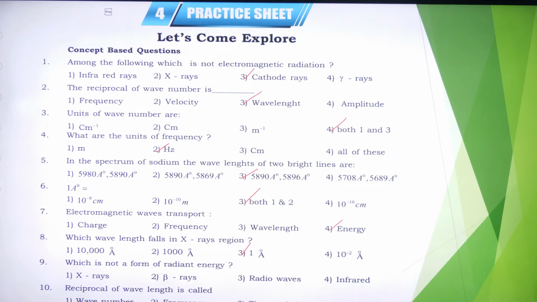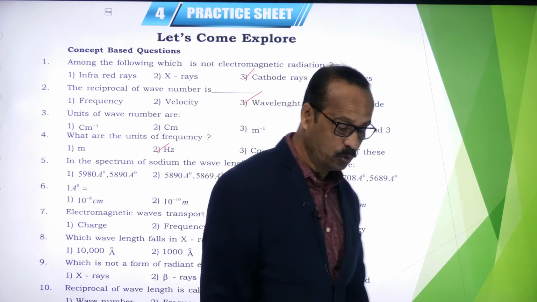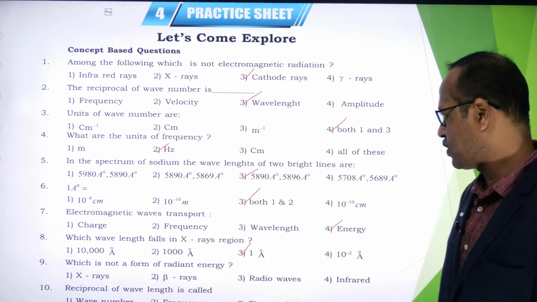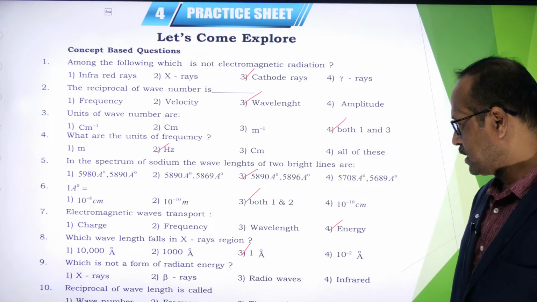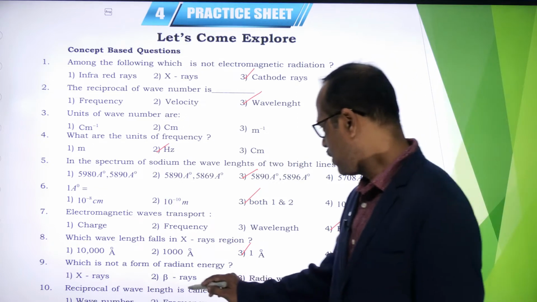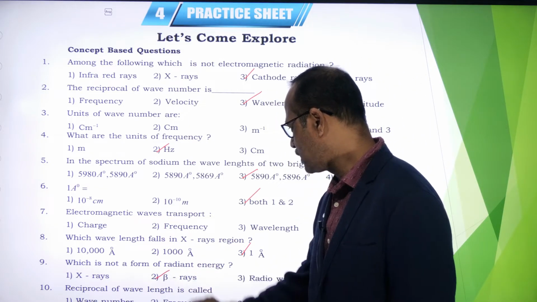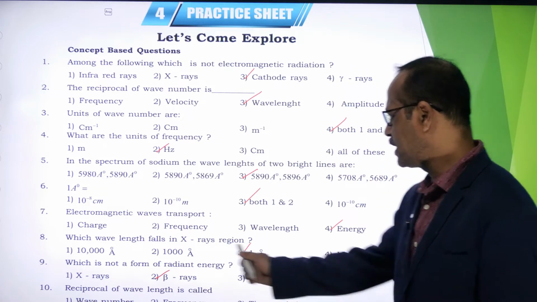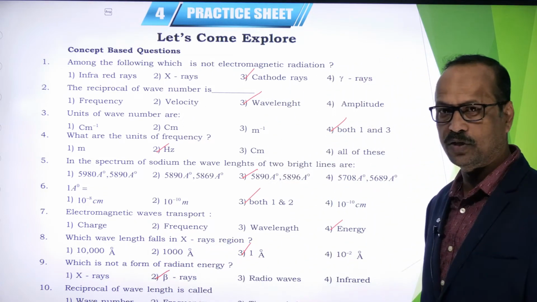Alright. Which is not a form of radiant energy? Check once. X-rays, yeah, that is radiant energy. Beta rays are nothing but a flow of electrons, I said, students. So the answer is B. Radio waves, infrared and X-rays are part of the electromagnetic radiations, right?